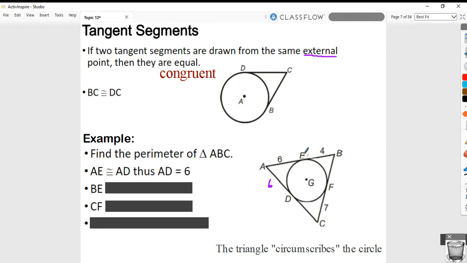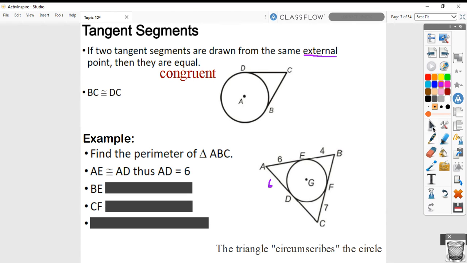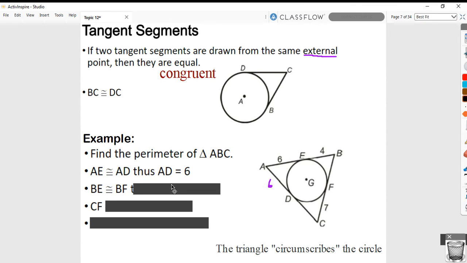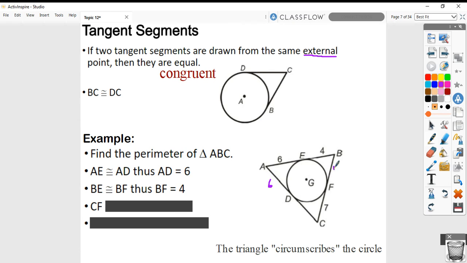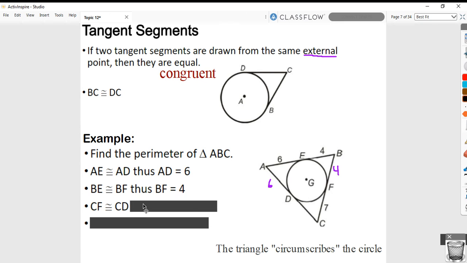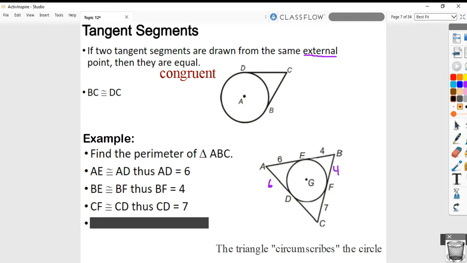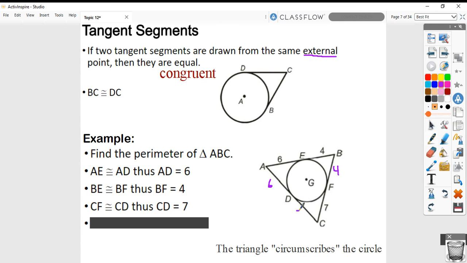Same thing for BE. BE right over here and BF are both tangent to the circle. They both start at point B, so they're congruent. And as such, BF must also be 4. And it's the same thing for CF and CD. CF and CD must be congruent, and so CD has to also be 7.